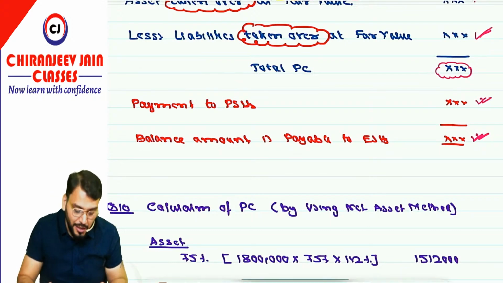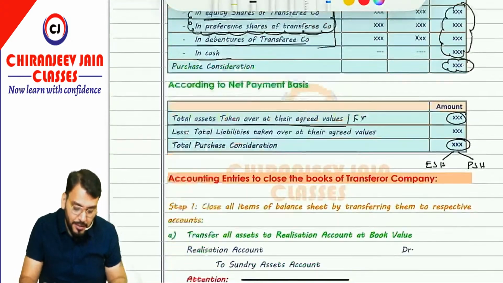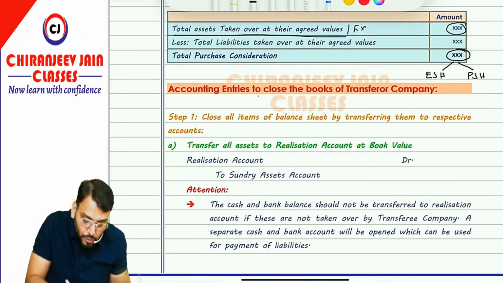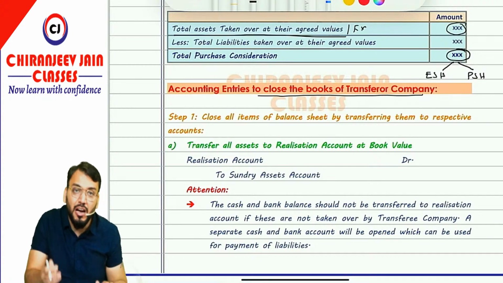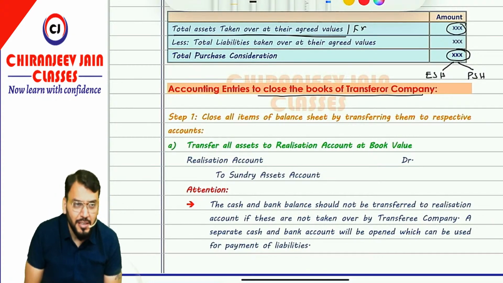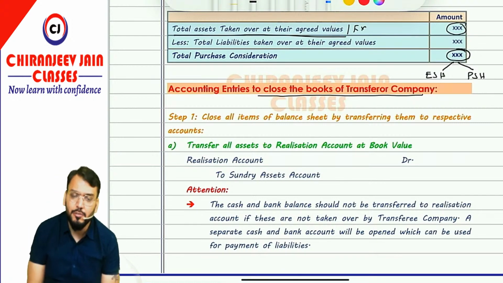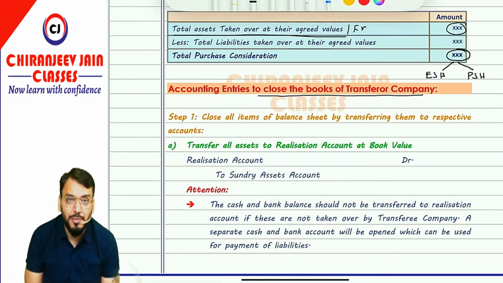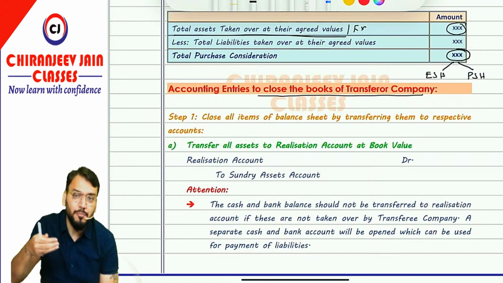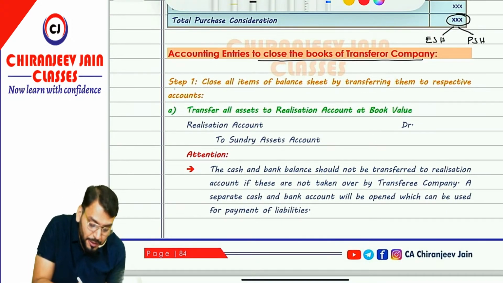Now let us come to the second point of this chapter, that is accounting treatment to close the books of the transferor company. Of course the transferor company is a liquidating company, so we need to close its books. There are some steps we need to follow. If you follow these steps, you will never make a mistake.